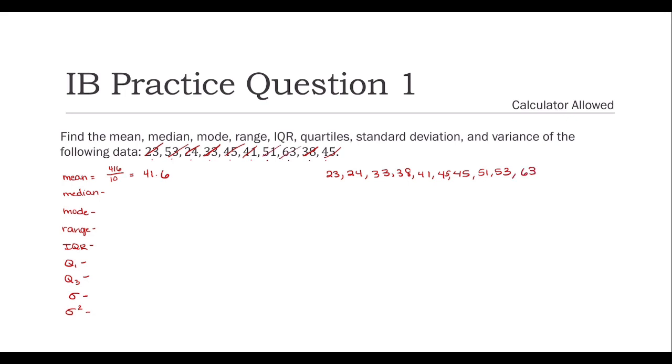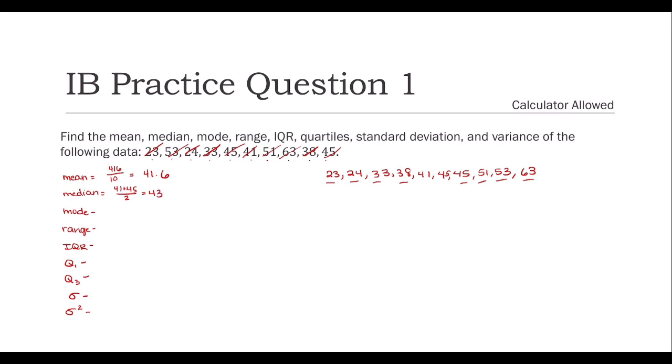So our median is going to be our number in the middle. We'll start from each end and work our way in. Our middle numbers are 41 and 45. So this is going to be 41 plus 45 divided by 2. That gives us 43.